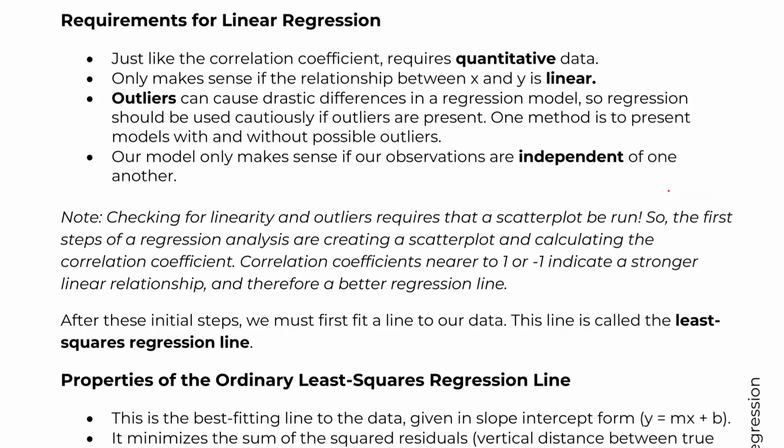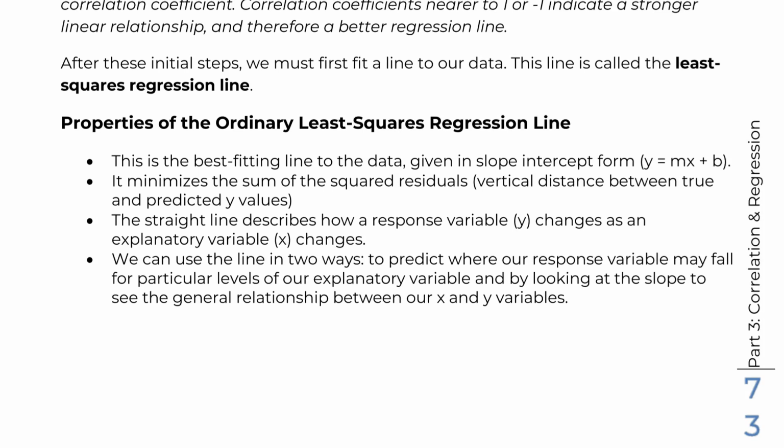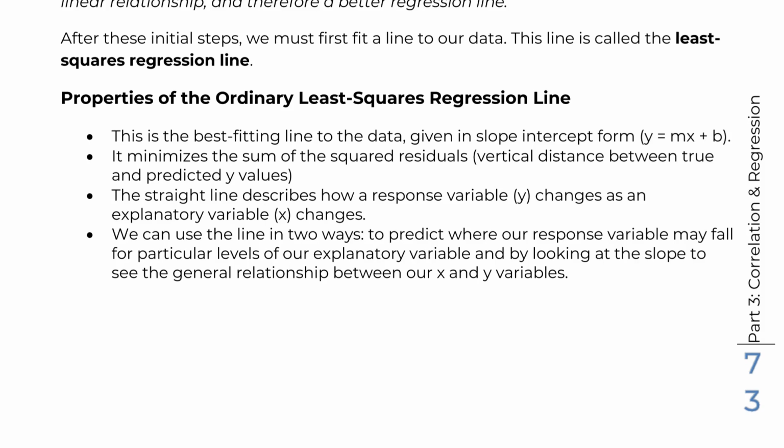So yes, make sure that you have linearity and no crazy outliers that are going to influence your regression line before you start, by checking a scatter plot. Once all that's done, we can create this least squares regression line. And we've got some properties to go along with this. This is the best fitting line to our data. Best fitting is done by minimizing the sum of squared residuals. We don't necessarily understand what this means at the moment, but when we get to the next page and we define residuals, this will make a little more sense.